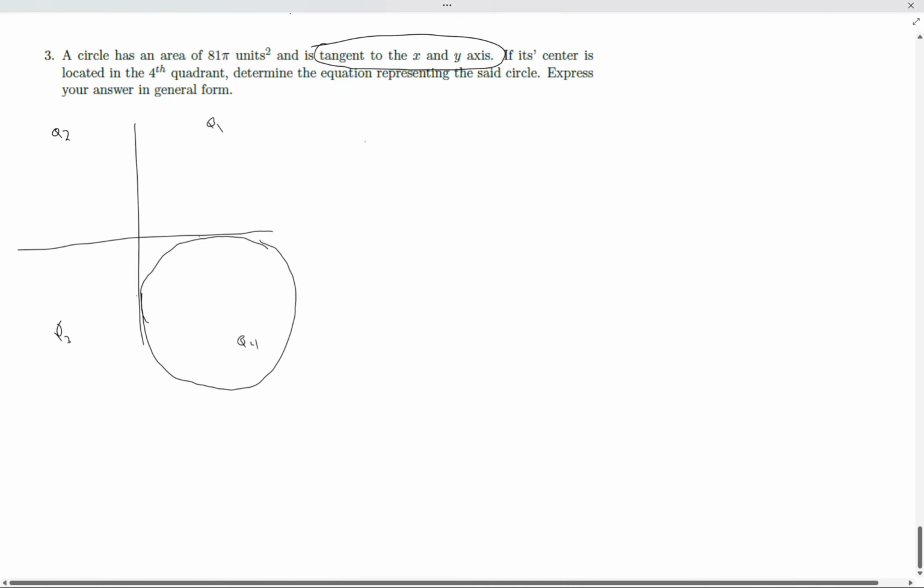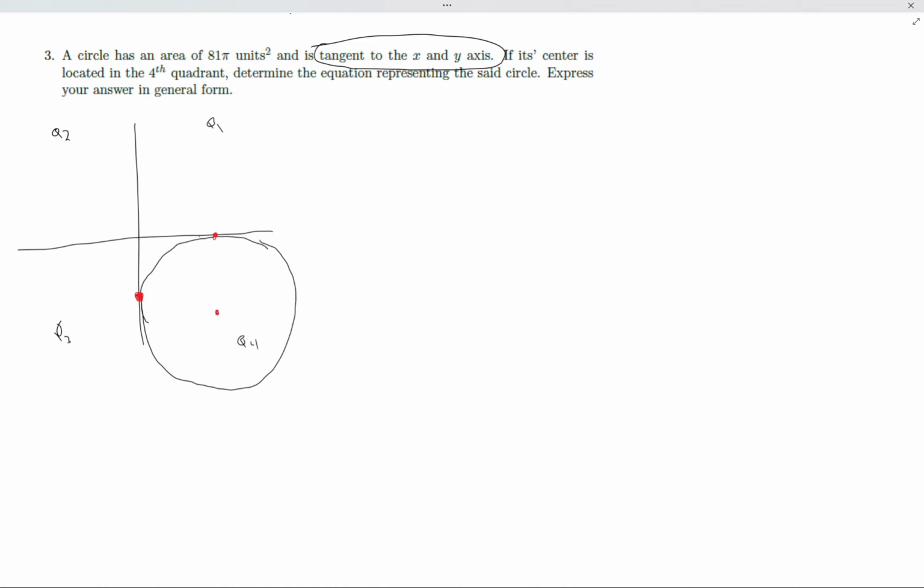Okay, in this case, let me draw some points of tangency. Let's just estimate that there are actual points of tangency right there. So that is a candidate circle that we have. Now notice this one. Let me move the center right here, for some reason that you'll find out later on. Now, if it's tangent to both x and y axis, its distance from this point now must just be the radius of the circle.